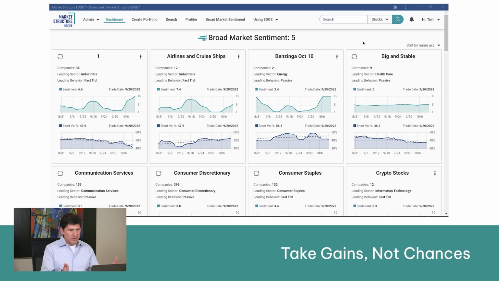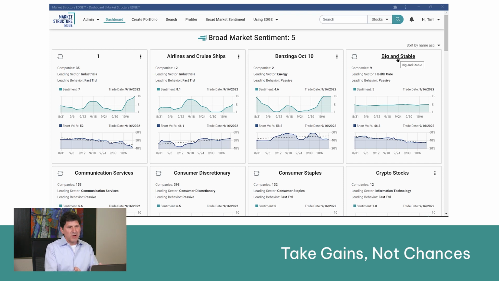There are 11 sector portfolios beginning with communication services. We use the math of Edge to find things for you, to make it very simple. You don't even have to hunt around. We'll show you things that are big and stable, that work when the market is volatile, and we'll show you momentum trades that work when there is demand coming into the market and we want to outperform it.